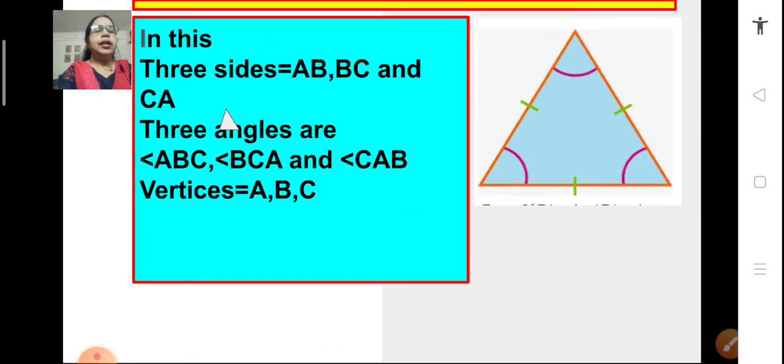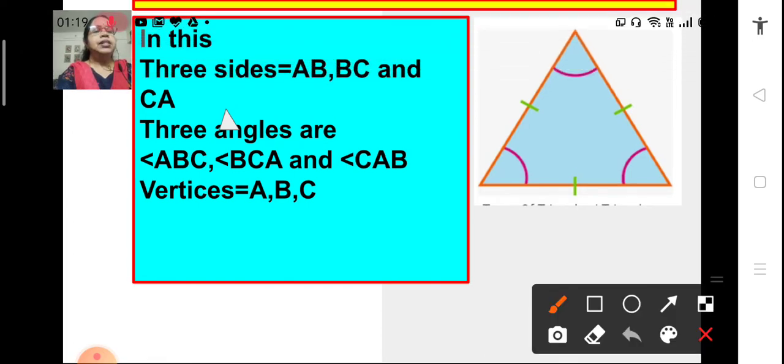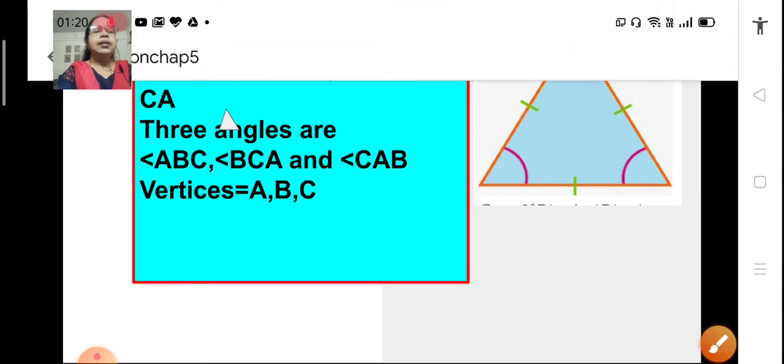And here we have a triangle. Suppose we name the triangle as ABC, A, B and C. Okay, so what will be the 3 sides? AB, BC and CA are the 3 sides. And three angles are angle ABC, this angle, angle BCA, this angle, and angle CAB, that means this angle. And what are the vertices? The vertices are A, B and C.